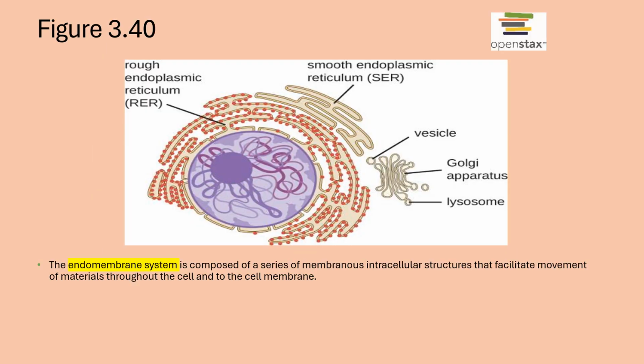So in this drawing, here's the rough ER. You can see it has those little red dots on it indicating the ribosomes attached. The smooth ER, nothing is attached to it. Here's your Golgi apparatus. Oftentimes what happens is you make a protein on the rough ER. It breaks off, is enclosed inside a little vesicle, inside this little sac, which then moves to the Golgi apparatus and fuses with it. It's going to pass through these layers.